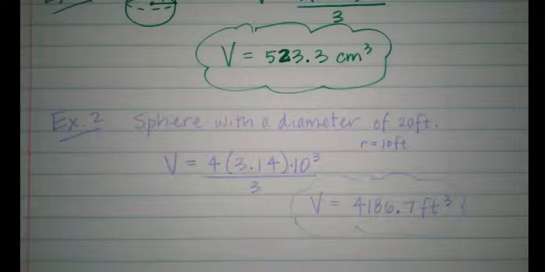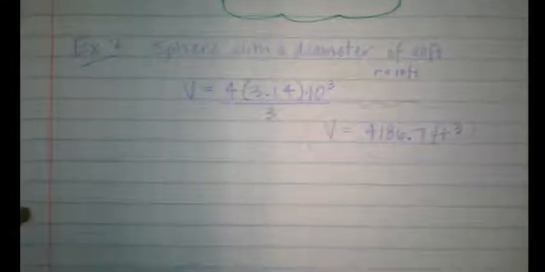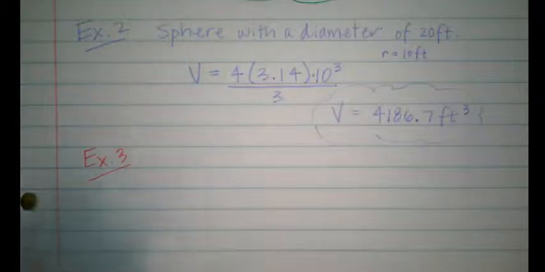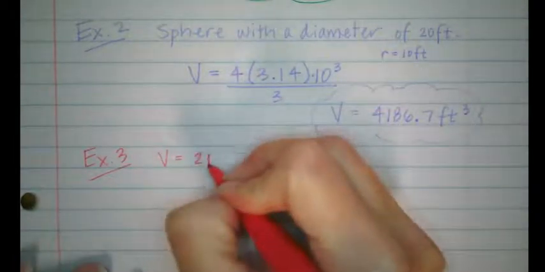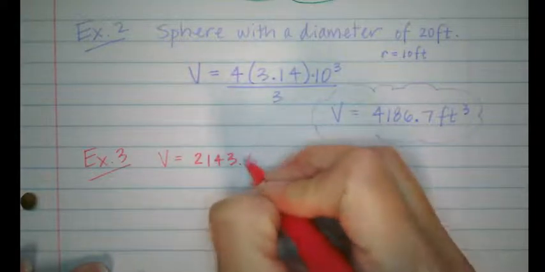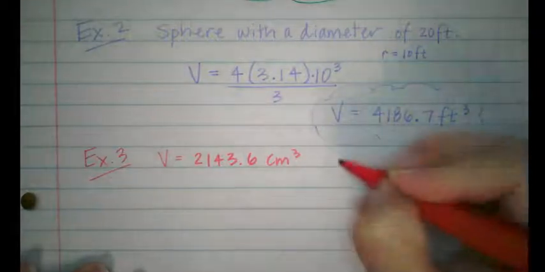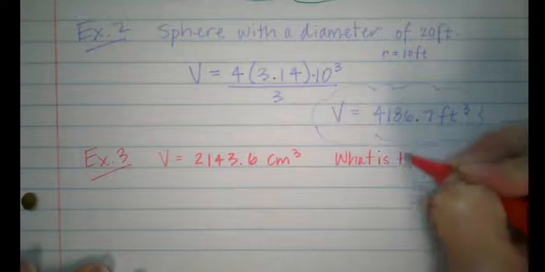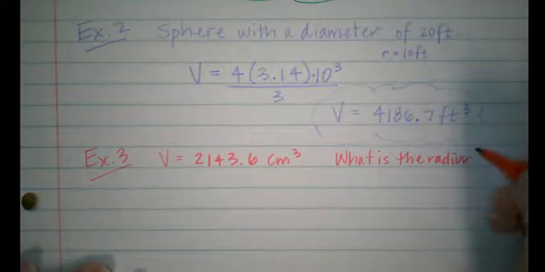All right. Next one, I want to do one that's backwards, where I give you the volume and then you need to figure out the radius. So I'm going to tell you that the volume is 2,143.6 centimeters cubed. And the question is, what is the radius?